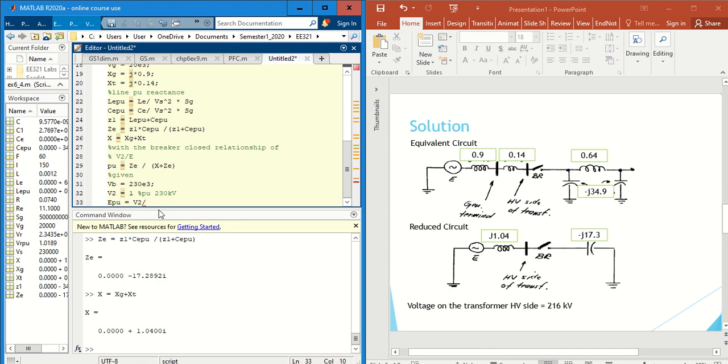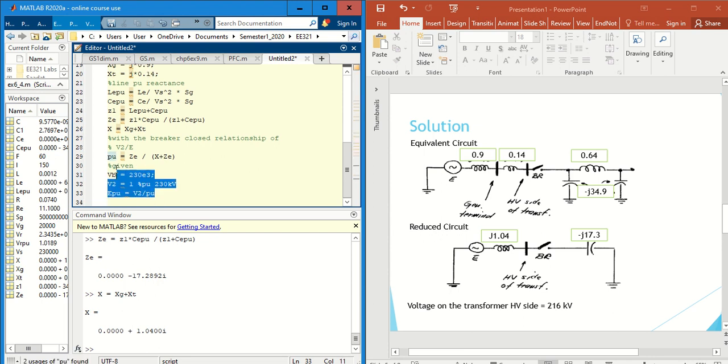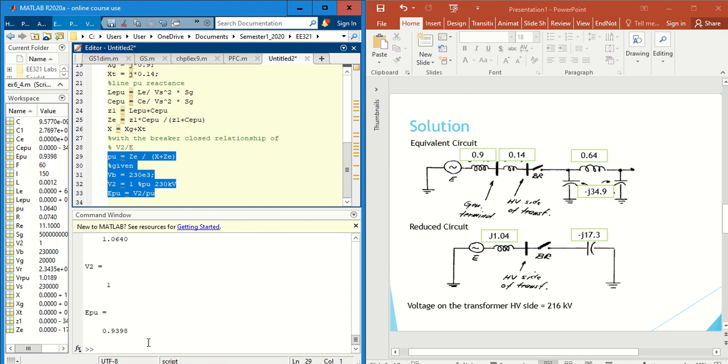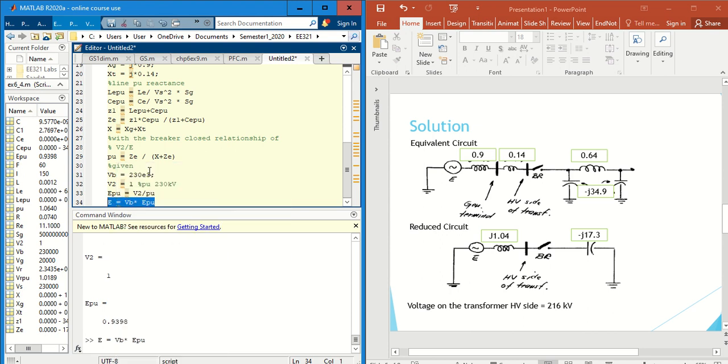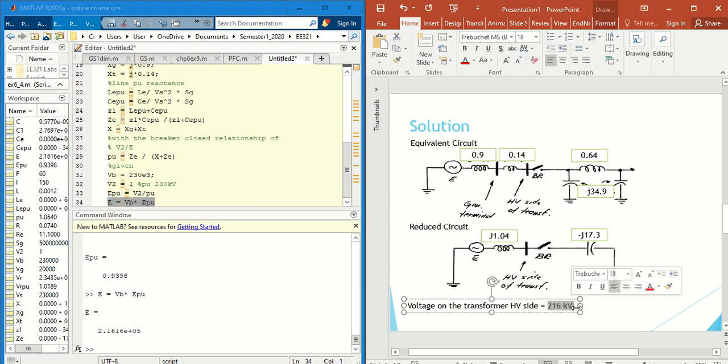Now our E per unit will be V2 divided by PU, which we have defined here. So this will be in per unit. Let's see what E is in per unit. We get 0.9398. So let's multiply it by the base. When we multiply it by the base, we will get VB times E per unit. We get about 216 kilovolts. So that's what the answer says here.